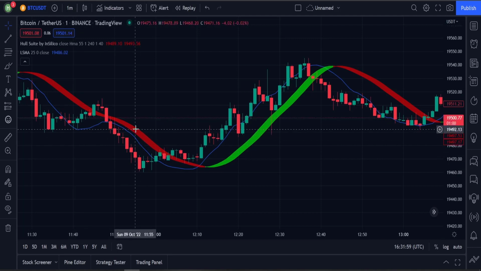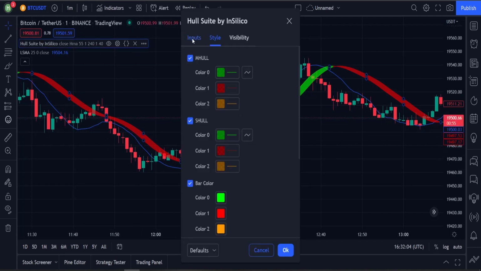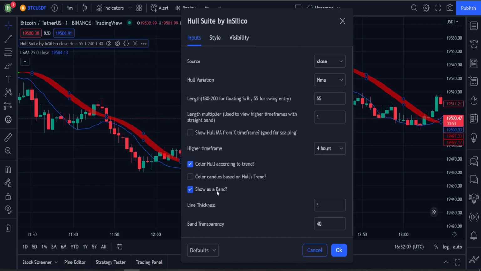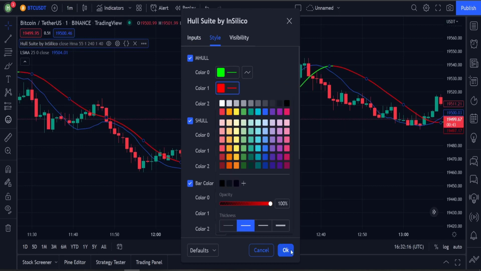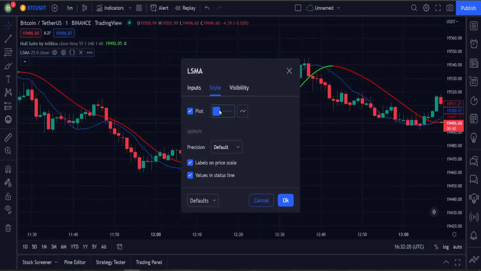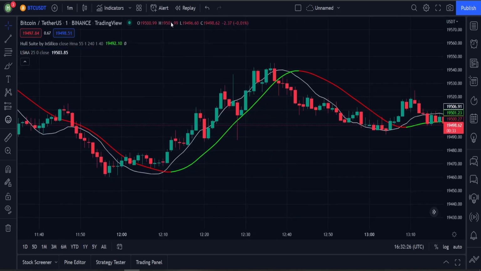Now we need to make some adjustments to these indicators, so let's first access the settings on the Hull Suite indicator. And in the Input section, we'll disable this option. Also in the Style section, we'll make the lines more visible. Now we'll access the settings for LSMA, the least square moving average, and change the color of the moving average to white. Okay, now the setup is complete. As we can see, it's very simple, and it does not require a premium TradingView subscription.